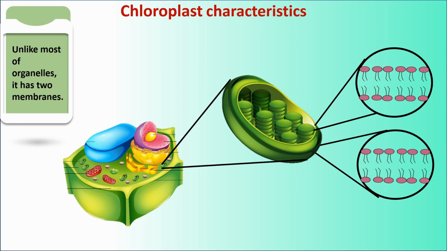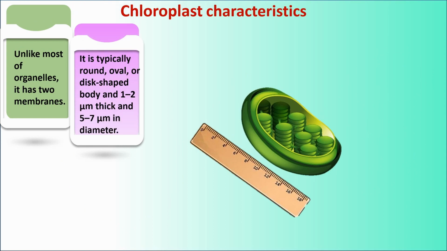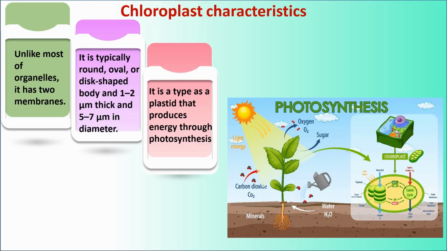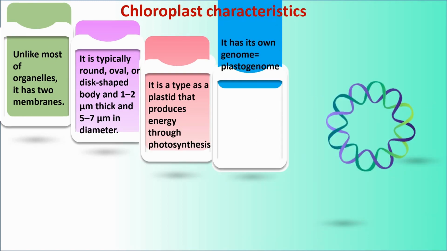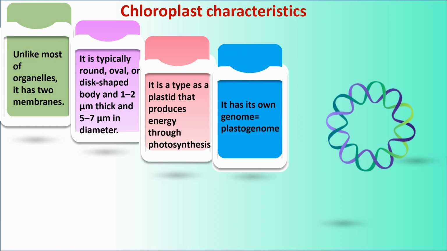Chloroplast characteristics. Unlike most organelles, it has two membranes. It's typically a round, oval, or disc-shaped body, 1 to 2 micrometers thick and 5 to 7 micrometers in diameter. It is a type of plastid that produces energy through photosynthesis. It has its own genome, called plastogenome.